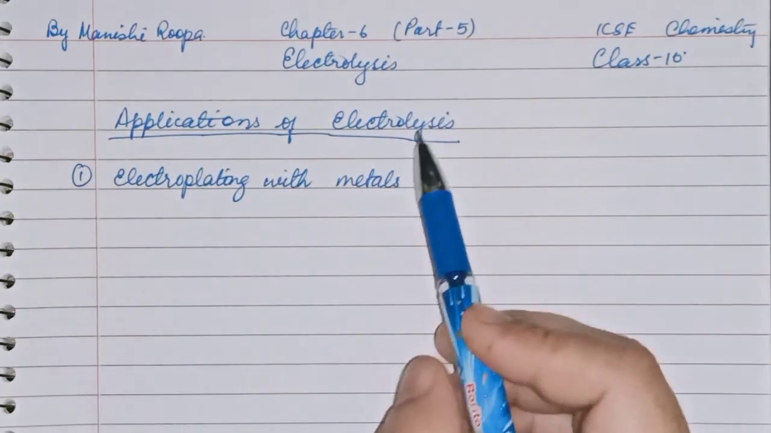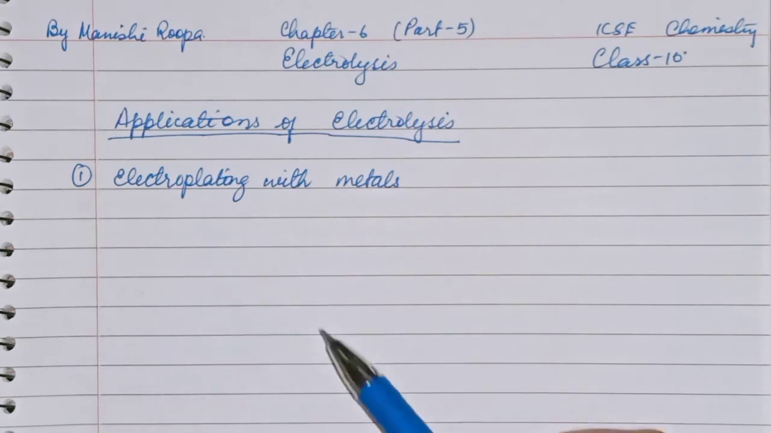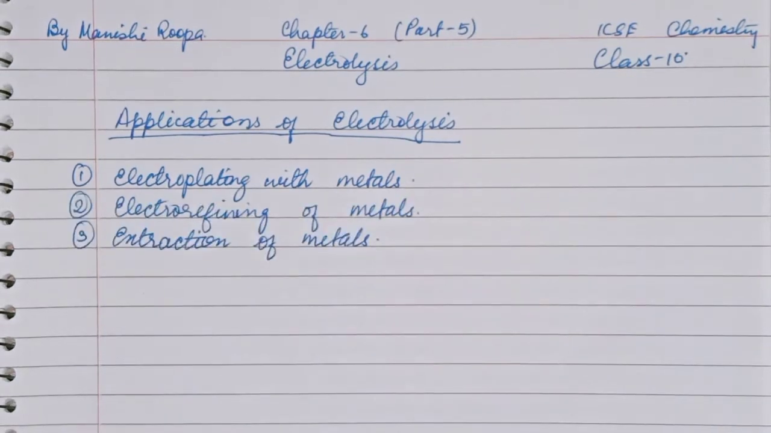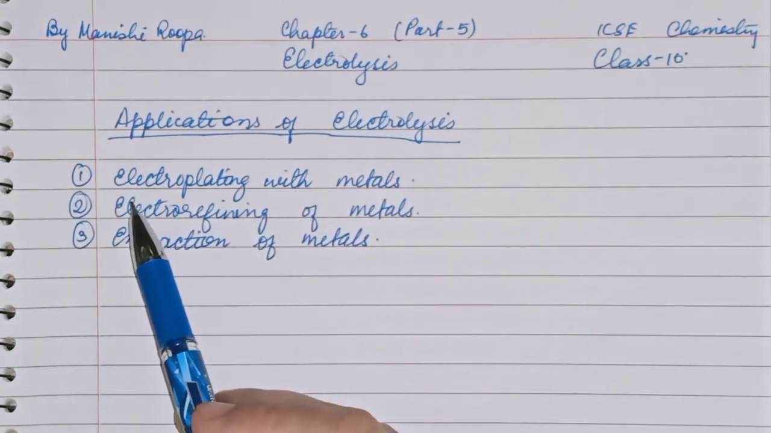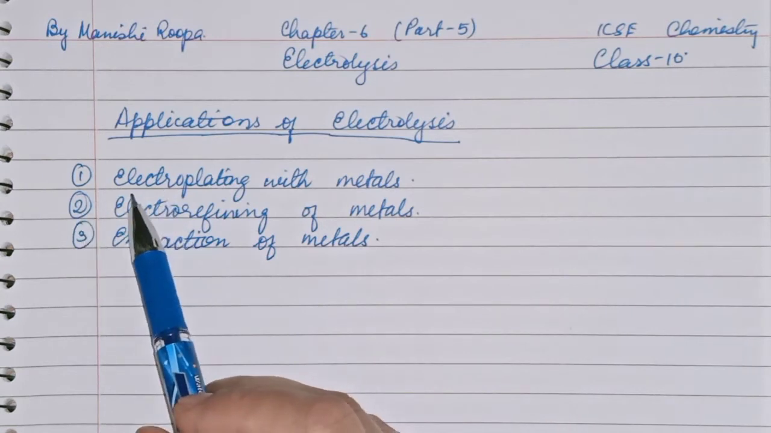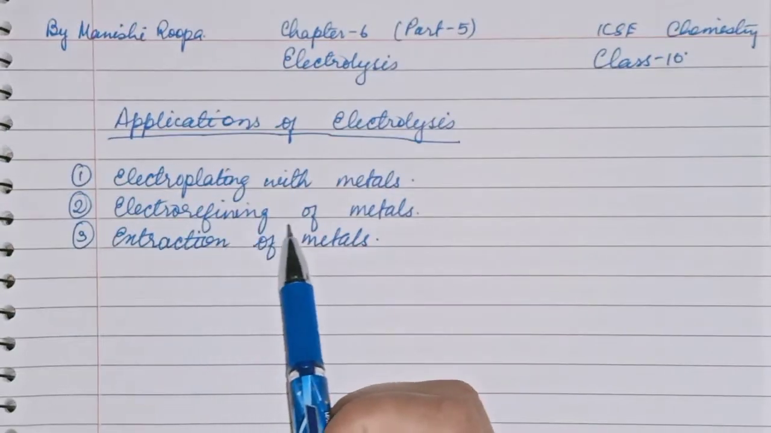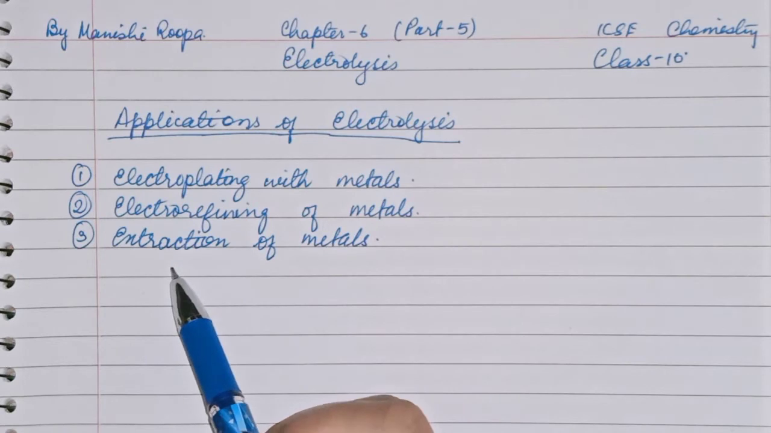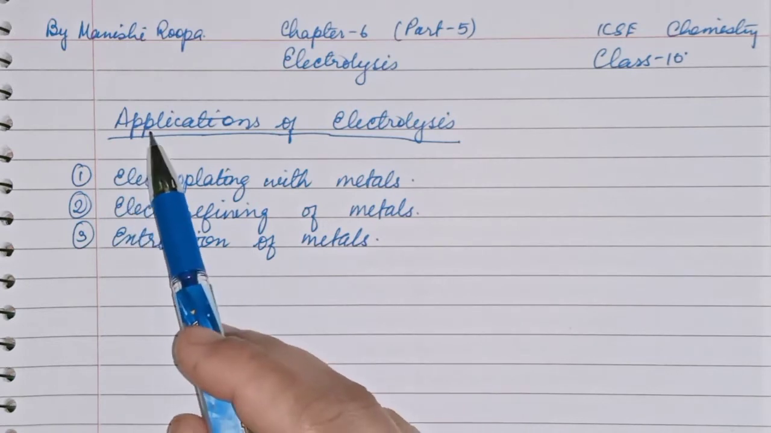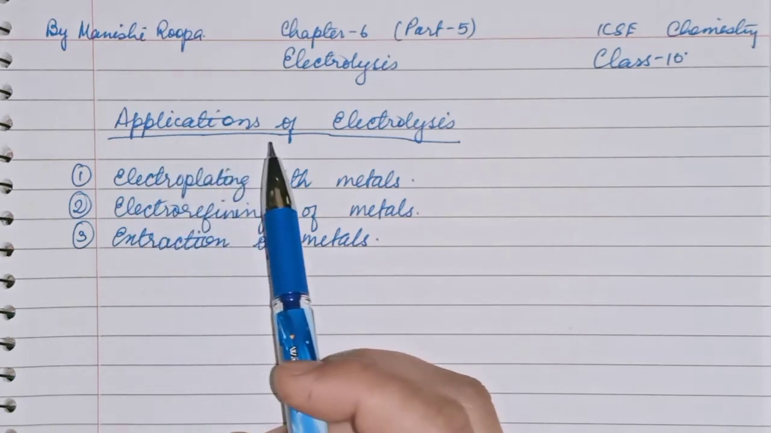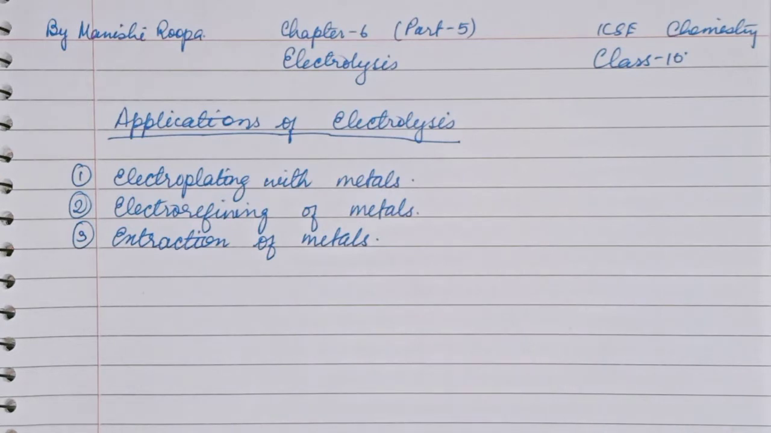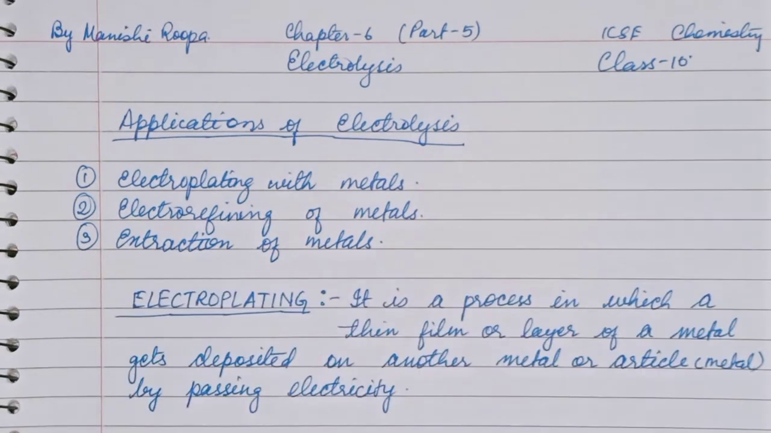Application of electrolysis: the first one is electroplating with metals. So there are three applications: electroplating with metal, electro-refining of metals, and extraction of metals. These come under the application of electrolysis. Okay, we will start from electroplating.